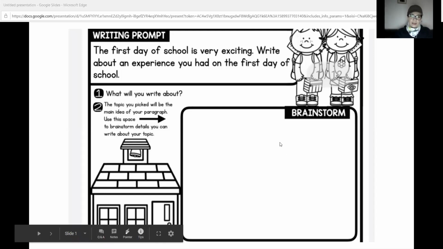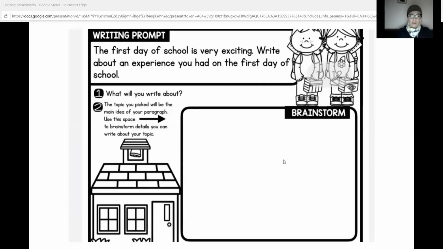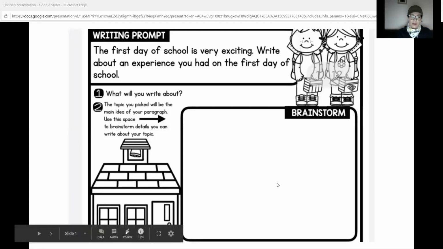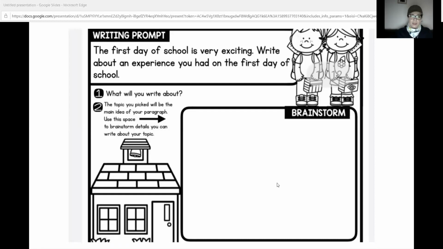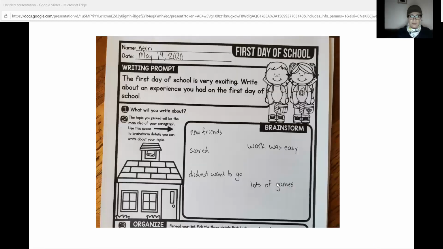This square right here is a place for you to brainstorm. Before you write, you should always brainstorm, which means that you're thinking about all the different ideas you can think of. So in this square, I want you guys to write down every single idea that you could possibly think about when you think about the first day of school. Okay, here's some examples I did. I wrote new friends, I was scared, I did not want to go, work was easy, and lots of games. And those are just some of the things that I thought about when I think about the first day of school. So you guys write down your ideas.